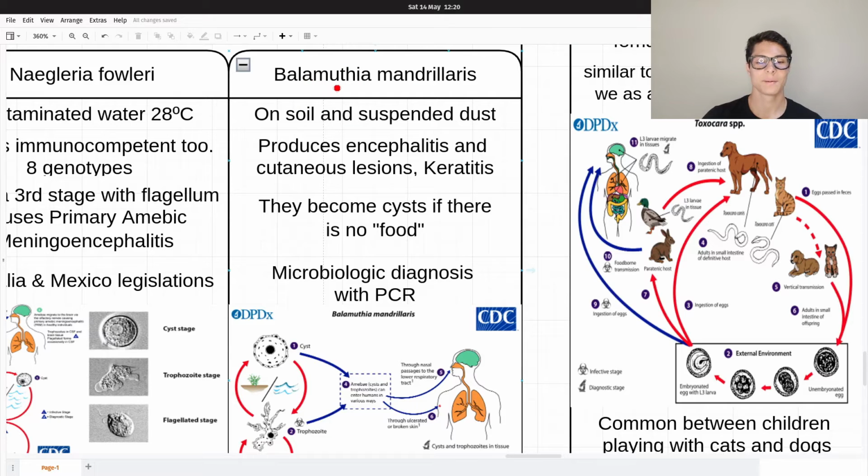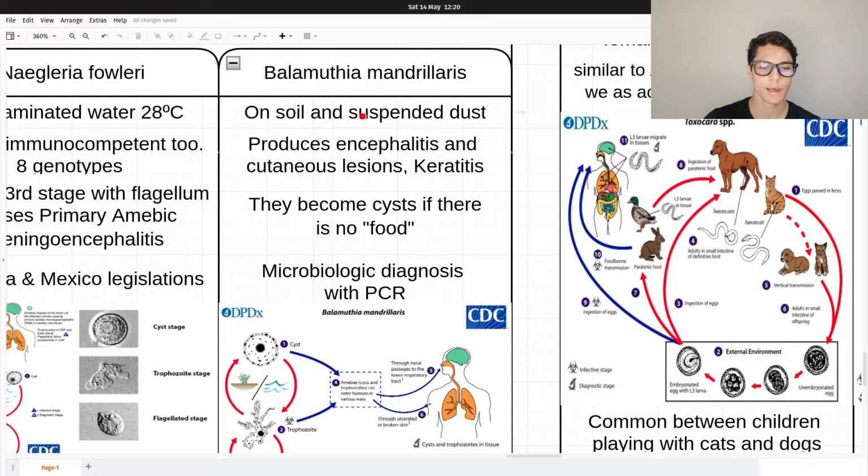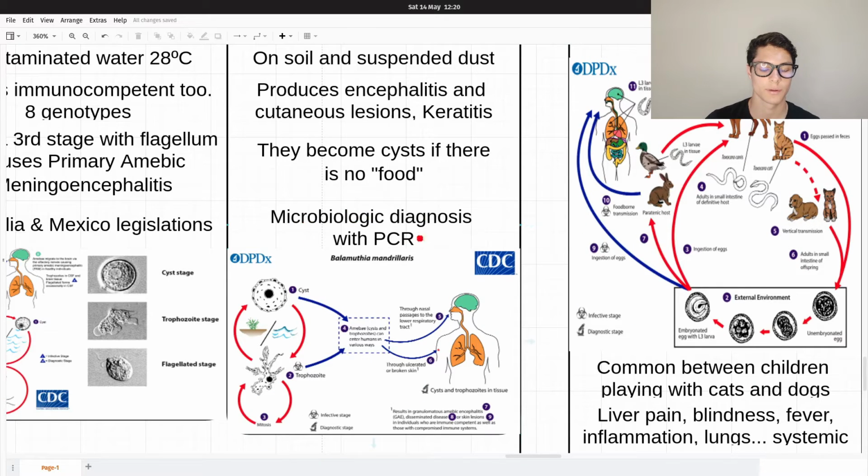Then we have the Balamuthia mandrillaris. They are in soil and suspended dust. They produce encephalitis and cutaneous lesions and keratitis as well. That is the eye inflammation. They become cysts if there is no food, and they are diagnosed with PCR.